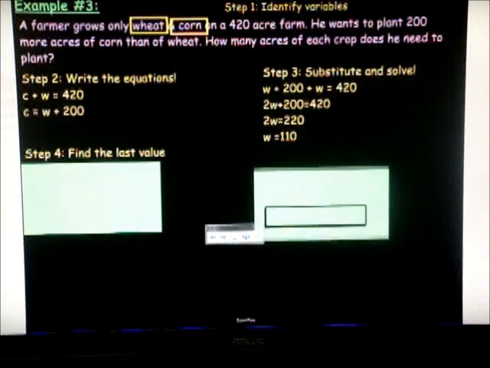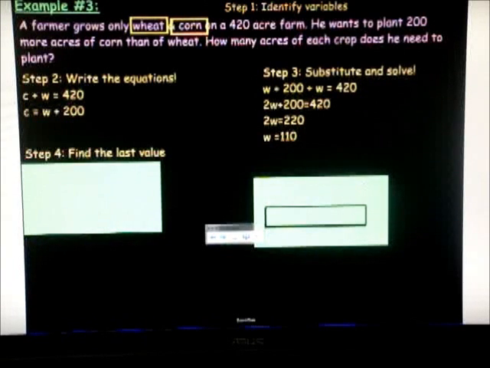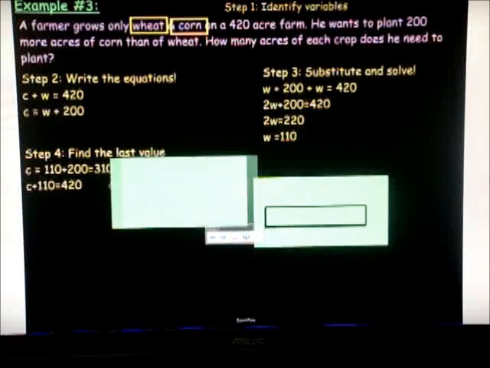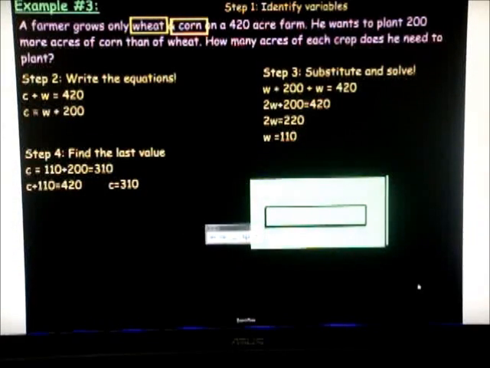Again, I can just substitute this in pretty easily because it's already solved for one of the variables. So I found out that he needs 110 acres of wheat. If I plug it back in, and again, I think it's easier to choose this equation, although both of these equations are pretty nice, you can go in and find the last value.